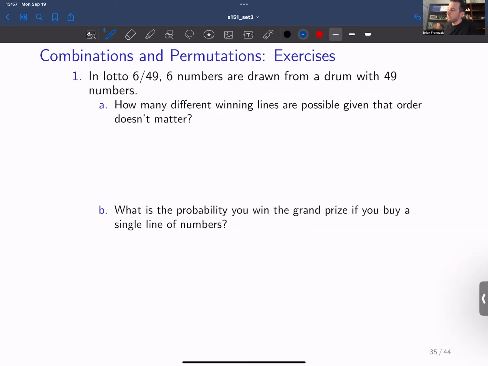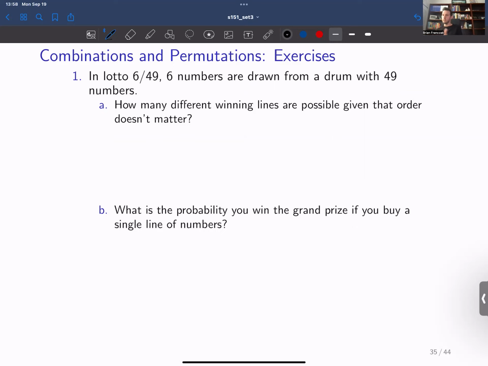Okay, the first problem: in Lotto 649, 6 numbers are drawn from a drum with 49 possible numbers. So there's 49 numbers that we are picking 6 numbers from. How many different winning lines are possible given that the order doesn't actually matter? So this is how Lotto 649 is actually played. You can win if your line has the 6 numbers in them, regardless of the order that they appear.